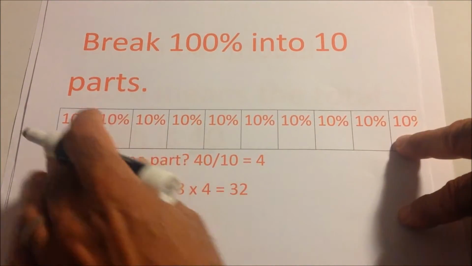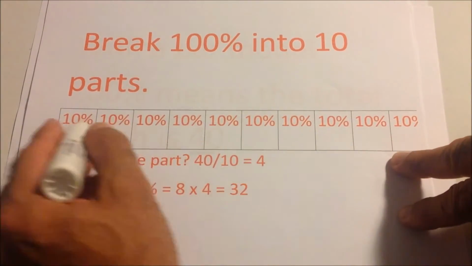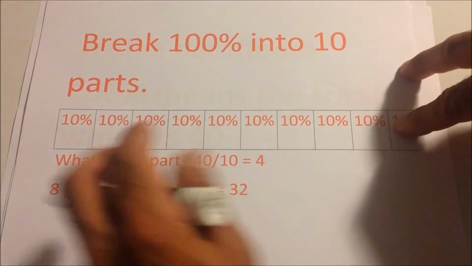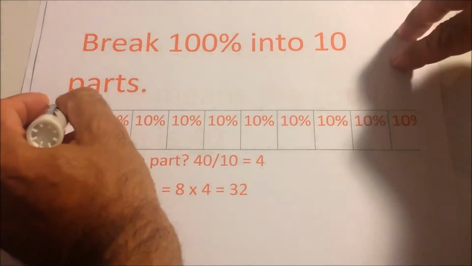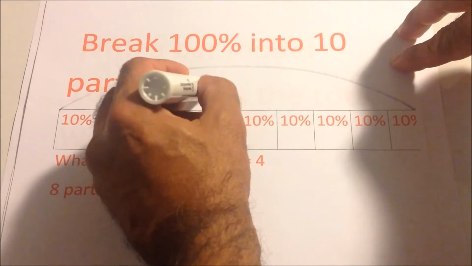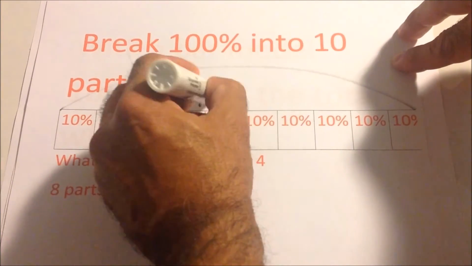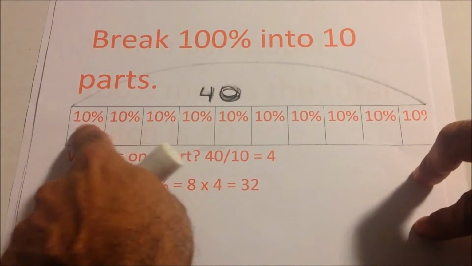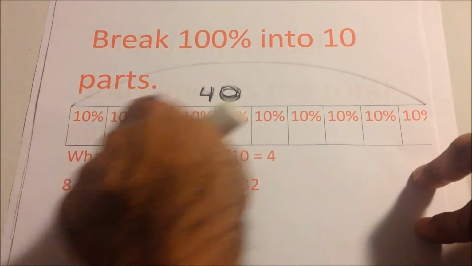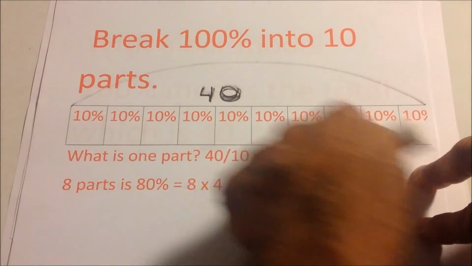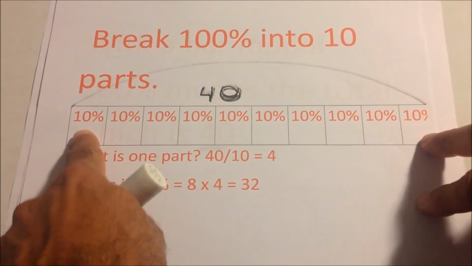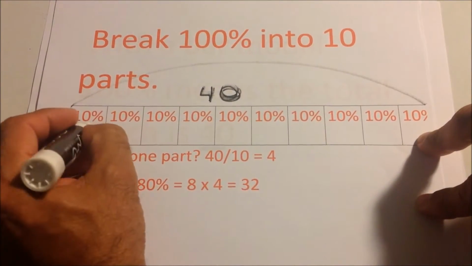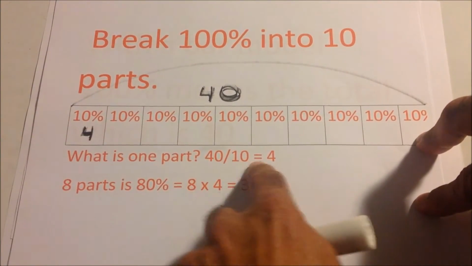So here's our bar model. And we have 10 parts. And of course, they make 100. From here, all these 10 parts is 40. So we're trying to find one part. What is one part? If all of these total 40, because that's 100%, what is this one box? It's 4. Right? Because 40 divided by 10 is 4.